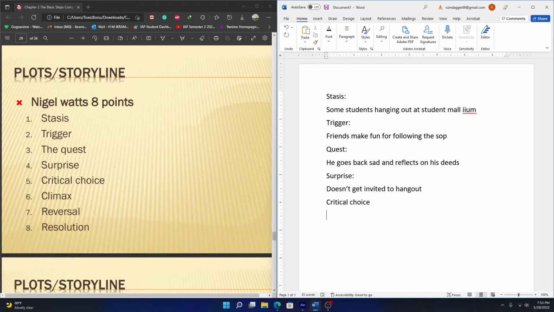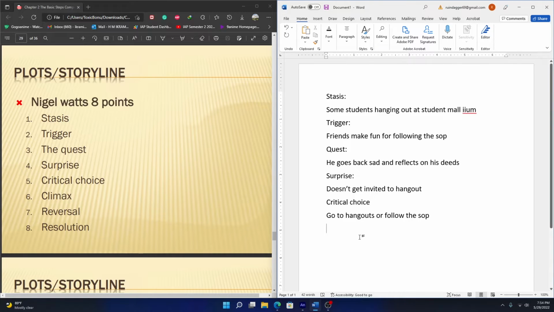So now the critical choice comes into play, where the main hero or main protagonist is faced with the choice of leaving the SOP rules or guidelines and chilling with his friends, or he can ditch the friends, or not go to this kind of hangouts where he's exposed to risk. So the choice is go to hang out or follow the SOP.